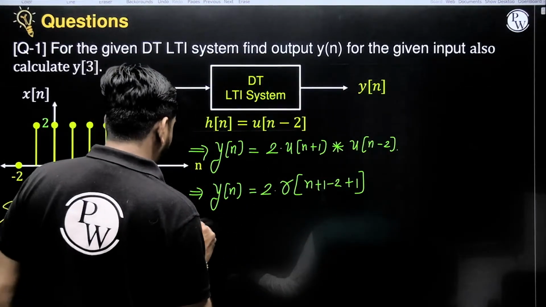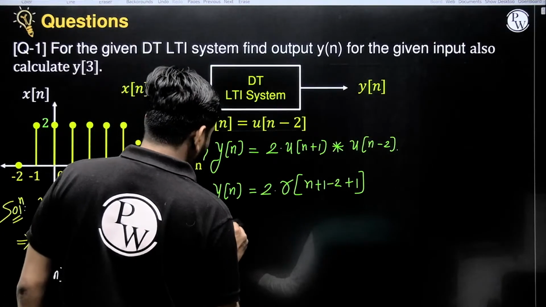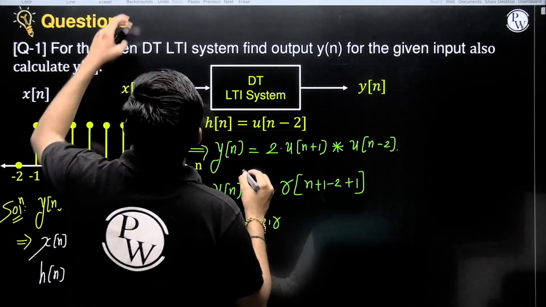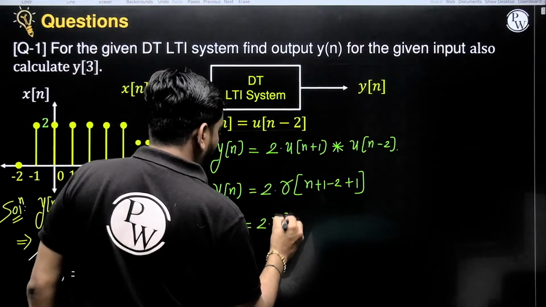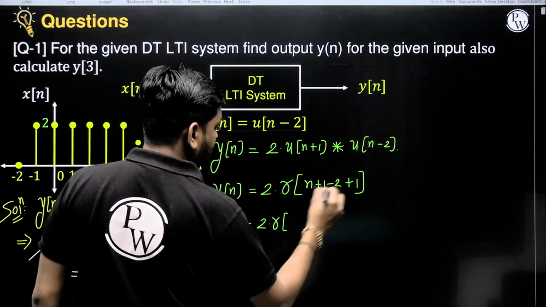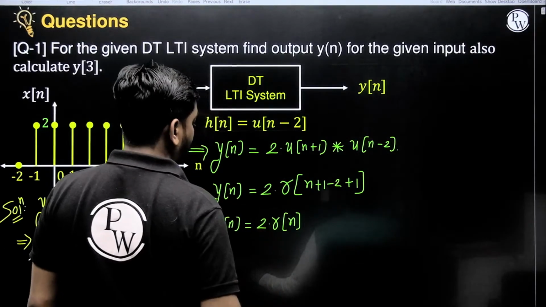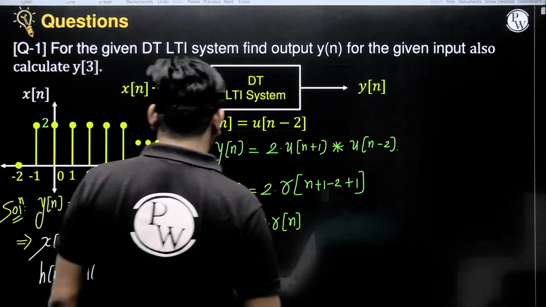So y of n is equal to 2 times r of n plus 1 minus r of n minus 2. This is y of n first.